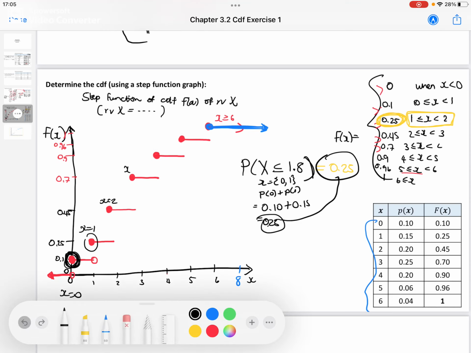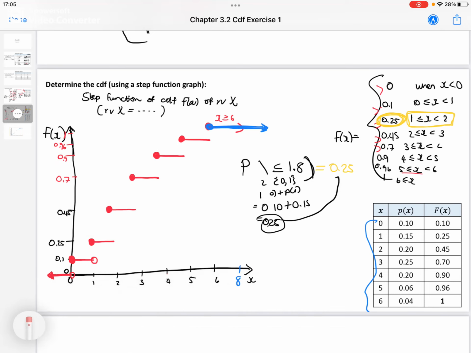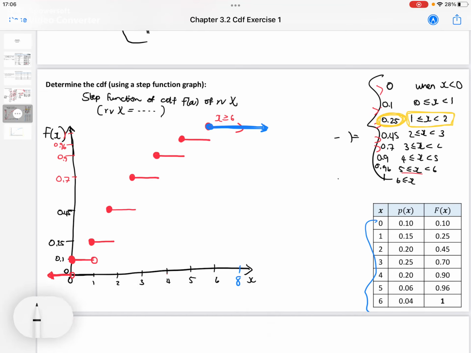And also, we can get the exact probabilities, or the PMF, from the step function as well. How can we do that? The probabilities that x is equal to 0, 1, 2, or 3 are given by the jumps in between the steps. So the probability that x is equal to 0 is given by the difference between 0.1 and 0 there, the size of that jump. So the probability that x is equal to 0 is 0.1 minus 0, that is 0.1.